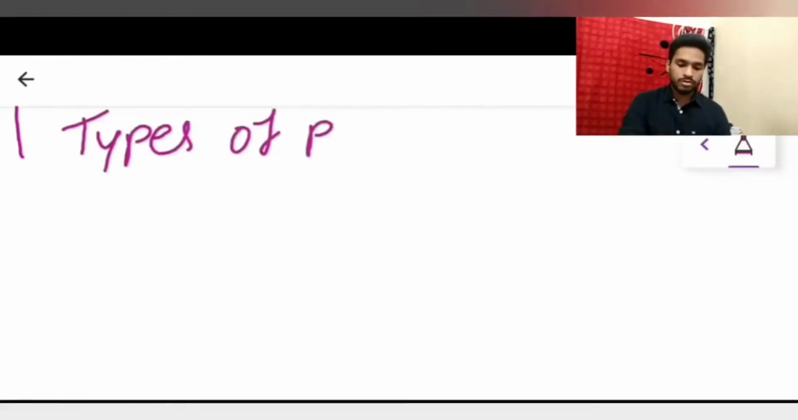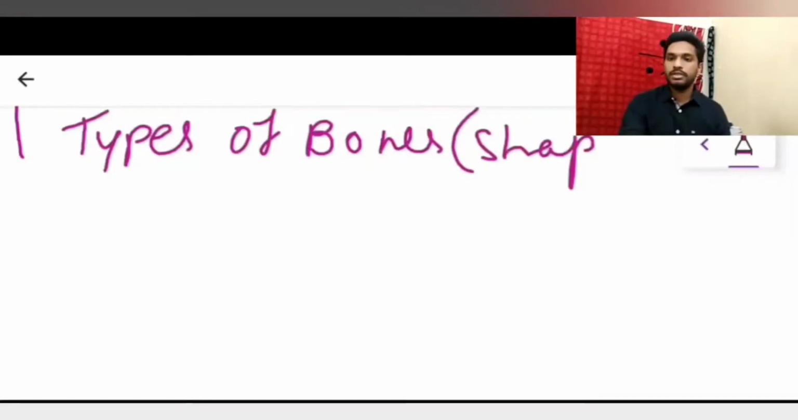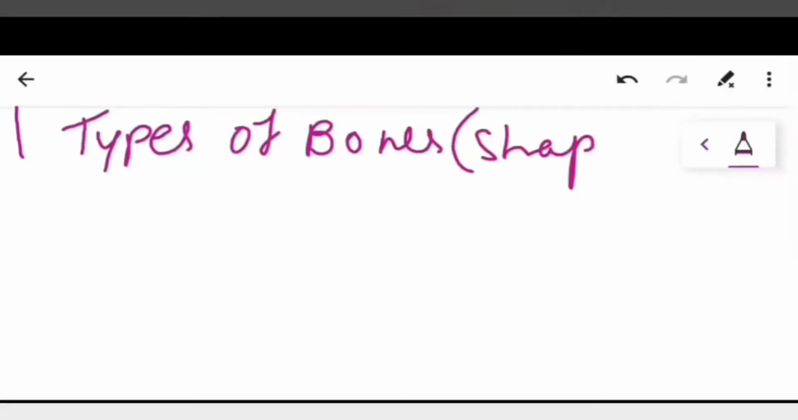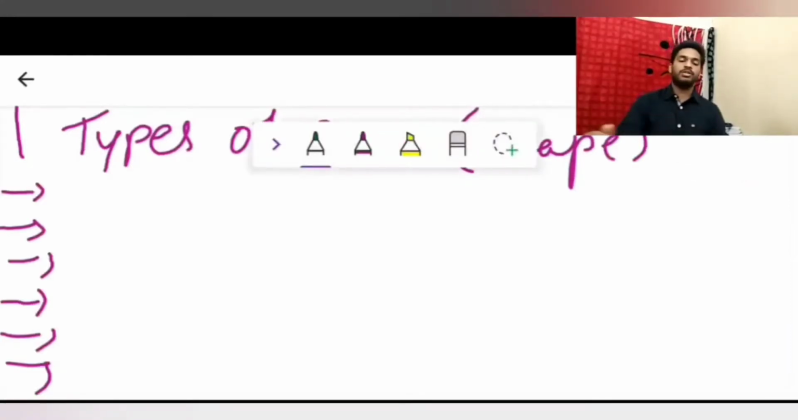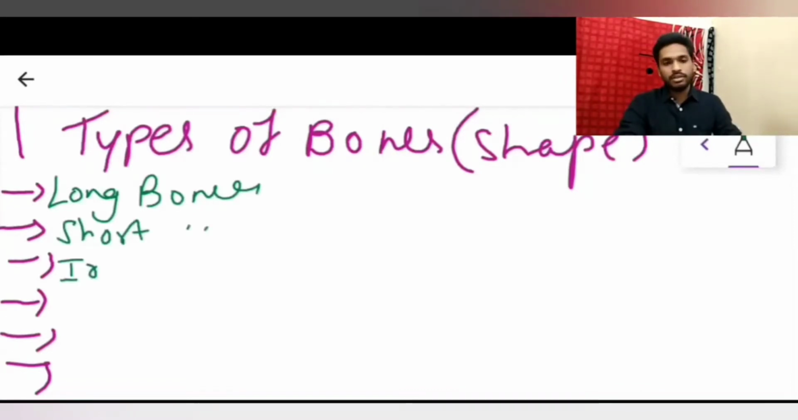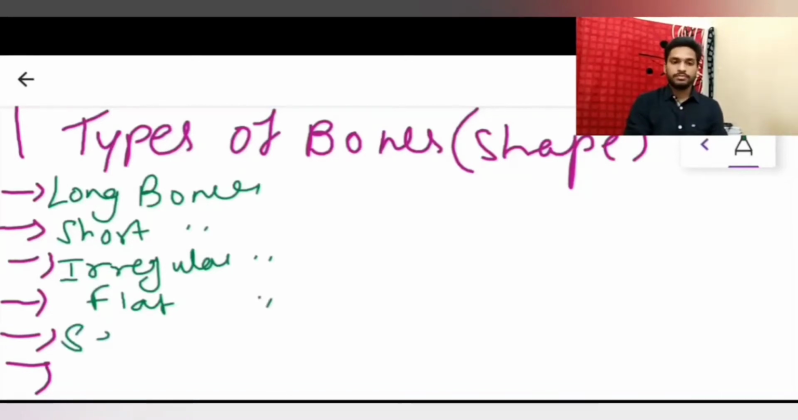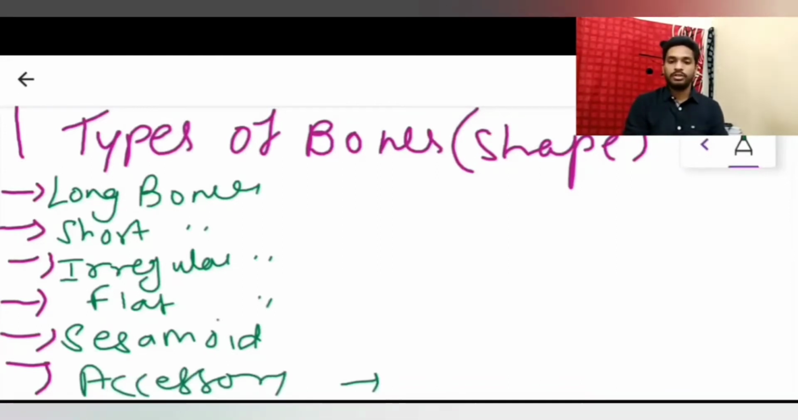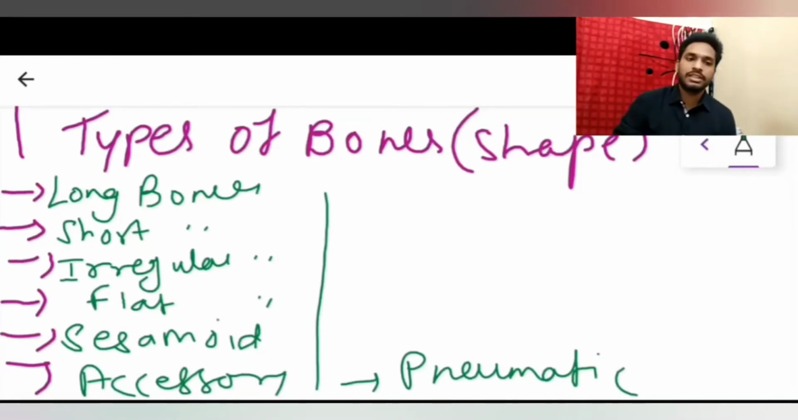So let's do it. We are going to talk about types of bones according to their shape. I told you how many types of bones we have: 7. 1, 2, 3, 4, 5, 6, 7. So let's note down. First we have long bones. Then we have short bones. Then we have irregular bones. Then we have flat bones. We have sesamoid bones. We have accessory bones. And last but not the least, very important, pneumatic bones. Okay, so these are in all the 7 types of bones which we have.